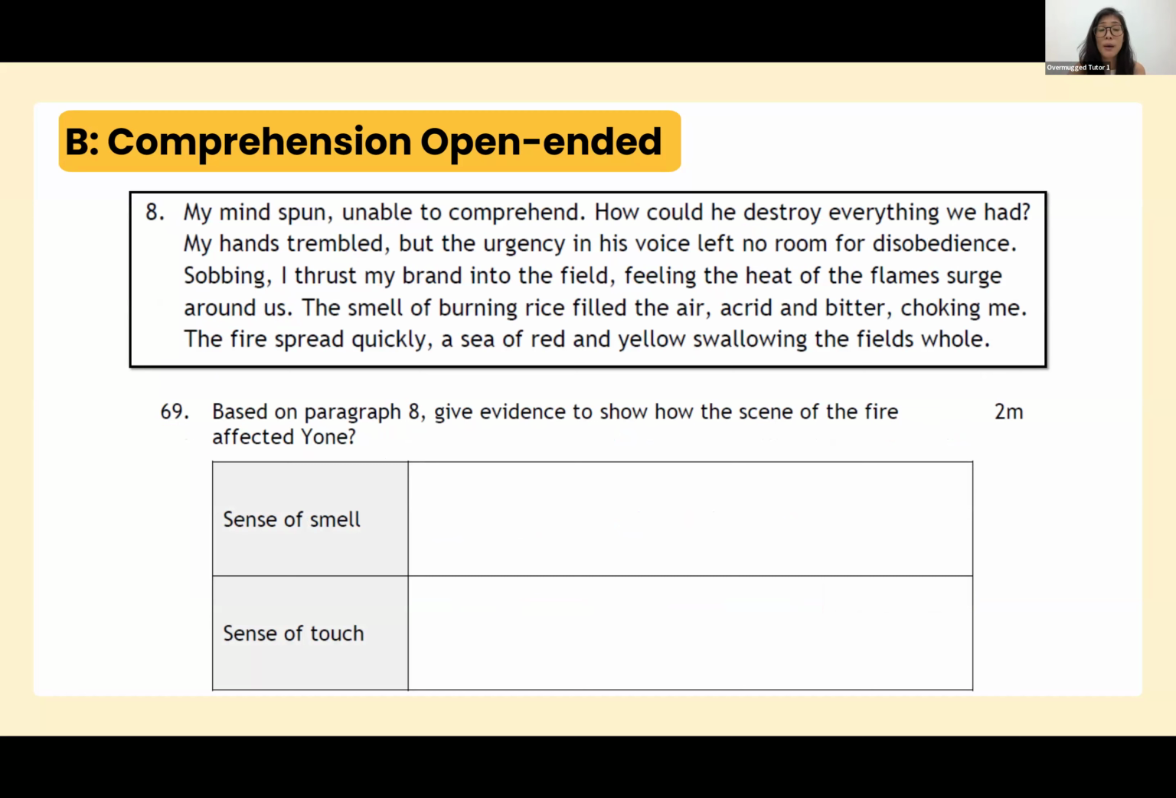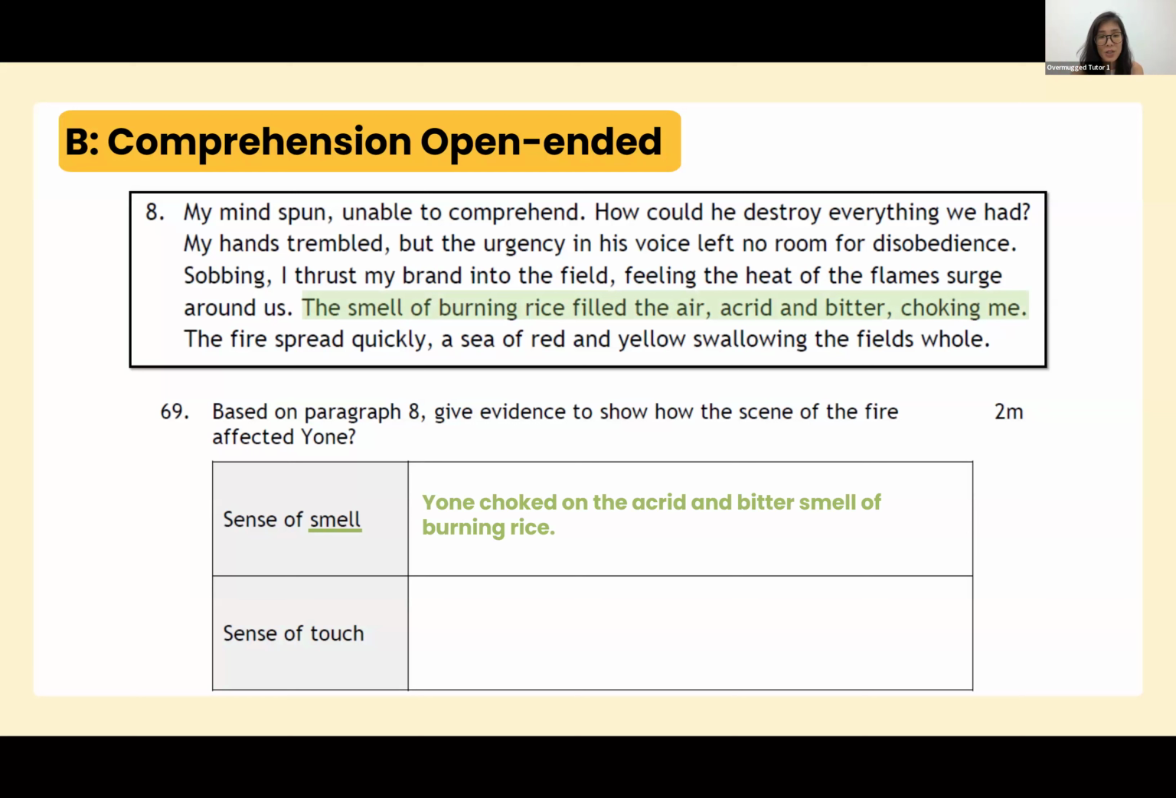The first one talks about the sense of smell. In paragraph 8, you literally see the word smell right there. "The smell of the burning rice filled the air, acrid and bitter, choking me." So how did it affect Yone? Start with your subject first. Yone choked on the acrid and bitter smell of burning rice. Now this would have been a clearer conveyance of how it affected Yone.